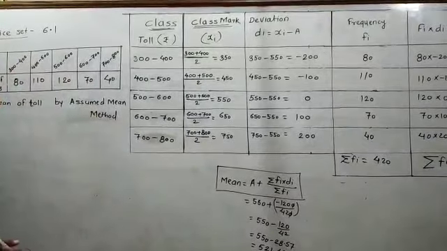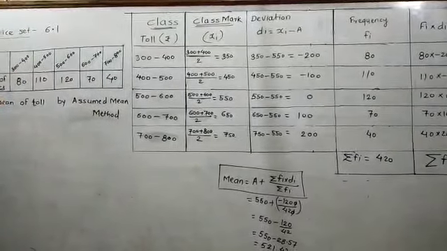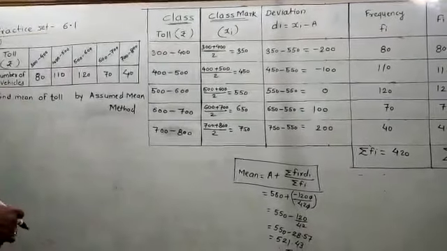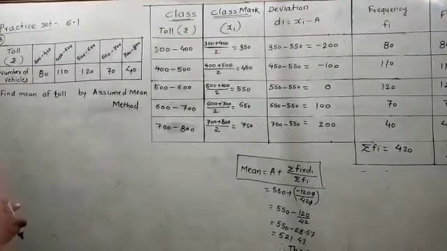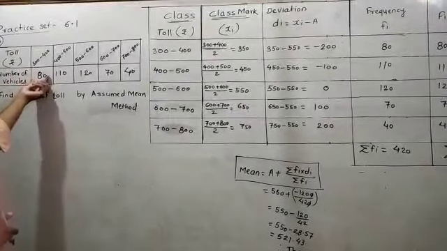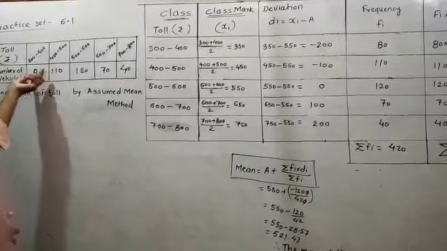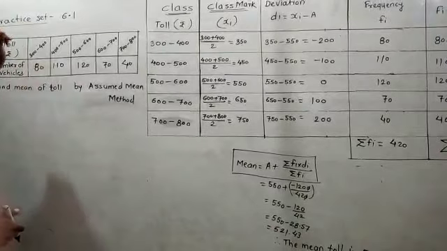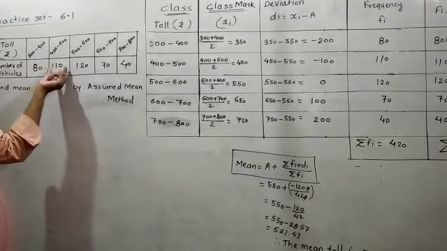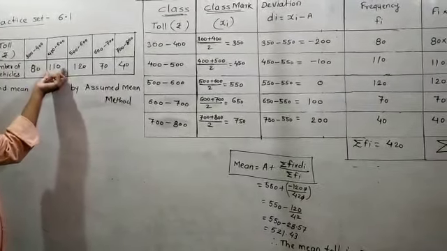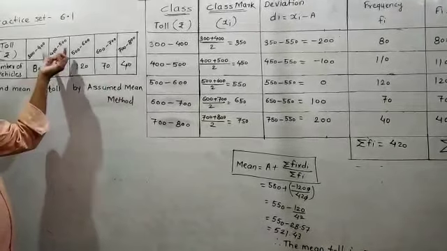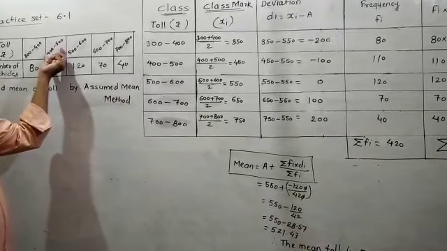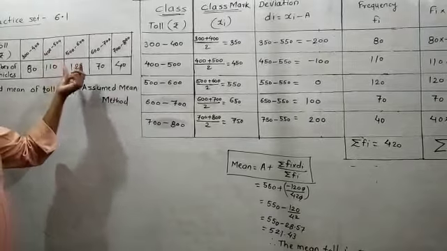6.1 example number 3. The toll in rupees and the number of vehicles data is given. 80 vehicles paid a toll of between 300 to 400 rupees. 110 vehicles paid a toll between 400 to 500 rupees.